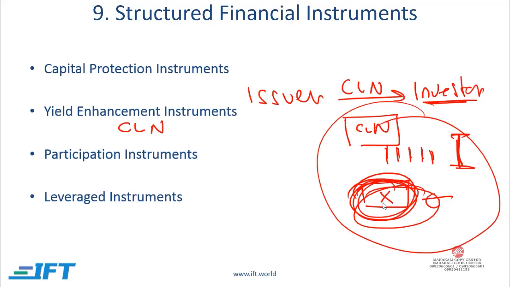What's the return? The return is in the form of relatively high coupon payments. Credit-linked notes will have higher coupon payments compared to otherwise similar regular bonds. Also, credit-linked notes are likely to sell at a discount. So in addition to the relatively high coupon payments, there is also going to be a capital gain as long as there is no credit event.